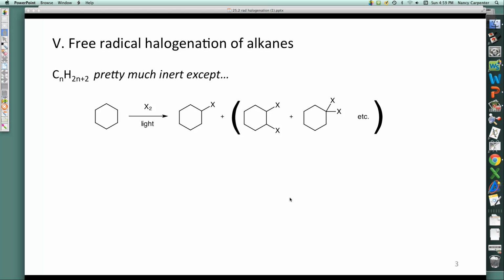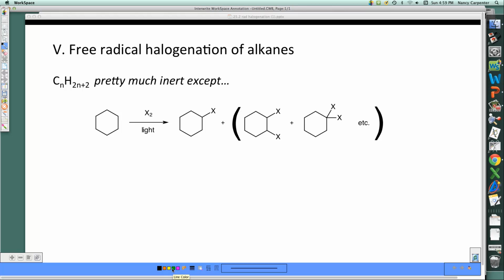And that means taking a boring, inert alkane that doesn't react with electrophiles or nucleophiles and converting it into an alkyl halide, which, as we know, is a nice reactive electrophile that can, in fact, undergo quite a few reactions. For example, substitution at this carbon or elimination by removal of a beta hydrogen. So, this is a synthetically valuable reaction to know.